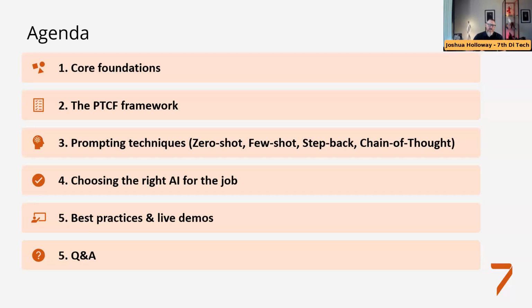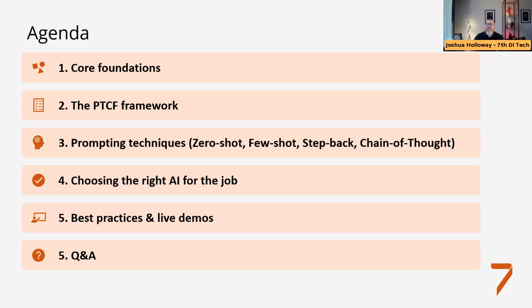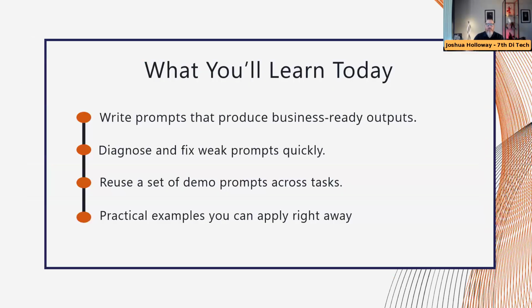When I say live, I've already done the prompts because we all know that some of these AIs take a little bit of time. Then we have a bonus one utilizing an entirely different AI platform, showing you how different platforms out there can do different things, even though they might be like the others. And then best practices, live demos, and then time for a Q&A. Overall, what we want you to get from this is the best way to write prompts and make them business ready, get good output, diagnose and fix weak prompts, which I'm going to demo a weak prompt for you, and then reuse a set of demo prompts.